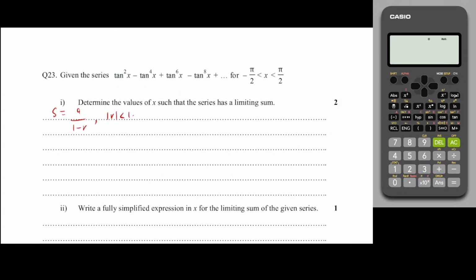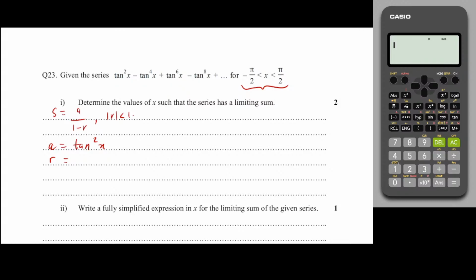Okay. And because of this domain here, the value of tan is always going to be between -1 and 1, I should say. Now, for this value, we need an A term, so we need an A. A is our term that we start off with, so that's pretty easy. That's tan squared x.